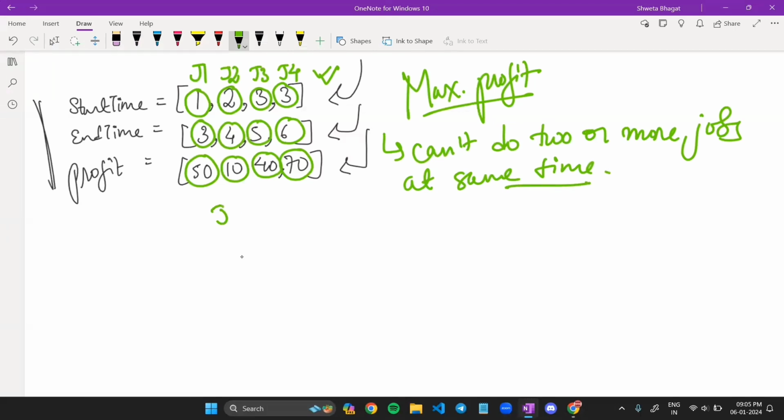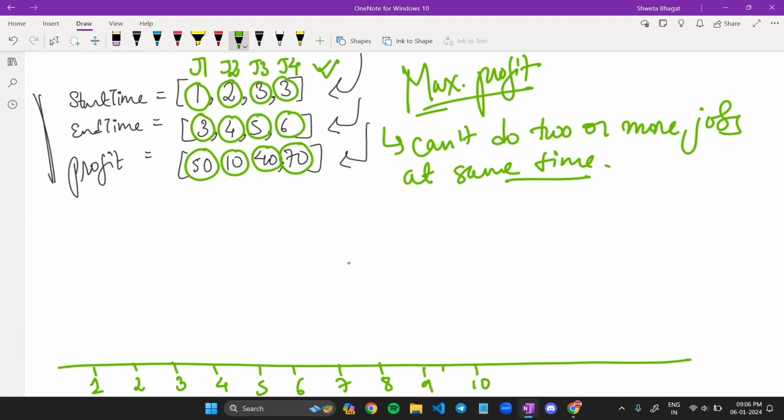So it means that if job 1 is starting at, say, for example, 1 unit of time and job 2 is also starting at 1 unit of time, then either we have to do job 1 or we have to do job 2. We can't do both of them at the same time. Okay. Now let's see what could be the maximum profit for this example. So here I have drawn a number line and we are going to represent these jobs on the number line.